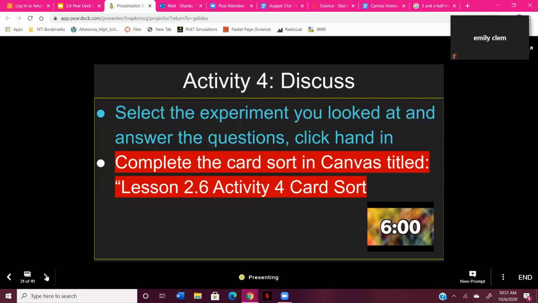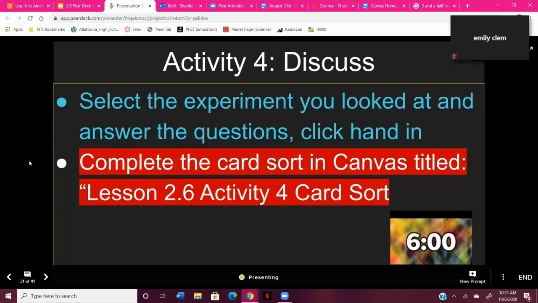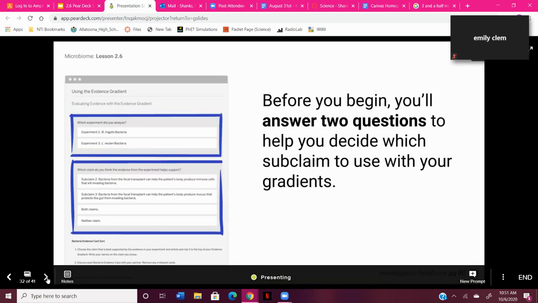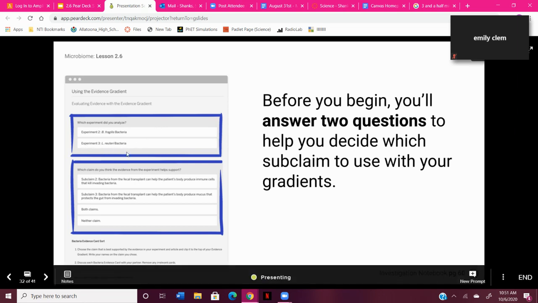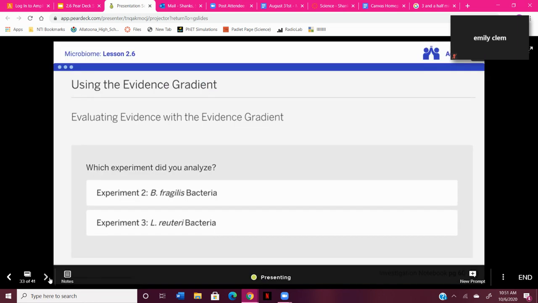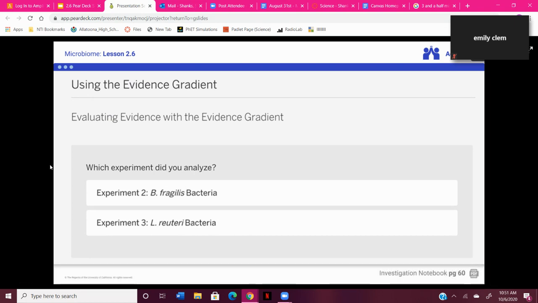Now, we're going to do our card sort. So on Amplify, here's what I want you to do first. You're going to go answer these 2 questions on Amplify. So I'm going to go to the next page. It'll take you to those 2 questions. All it's asking is which experiment did you analyze and which subclaim you thought it went with.